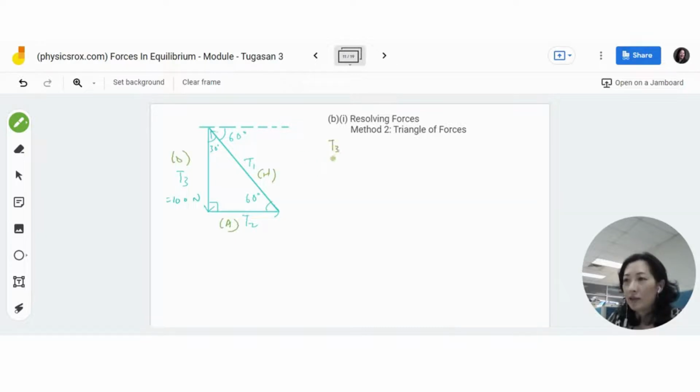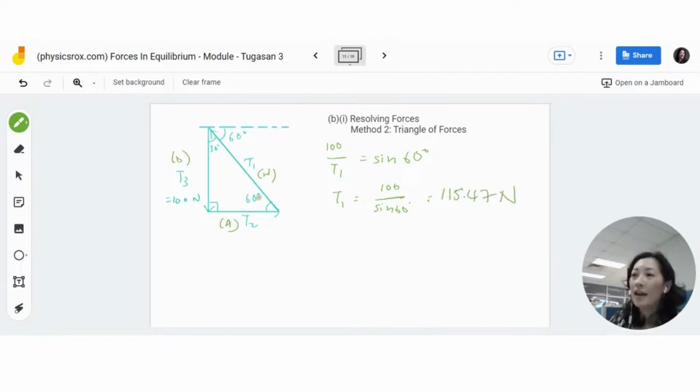So taking T3 over T1, T3 is the opposite to the hypotenuse. So that means this is sine 60. I'm just going to put the value of T3 in here so that it's easier for us to calculate straight away. So T1 equals 100 divided by sine 60, which gives us 115.47 Newton.